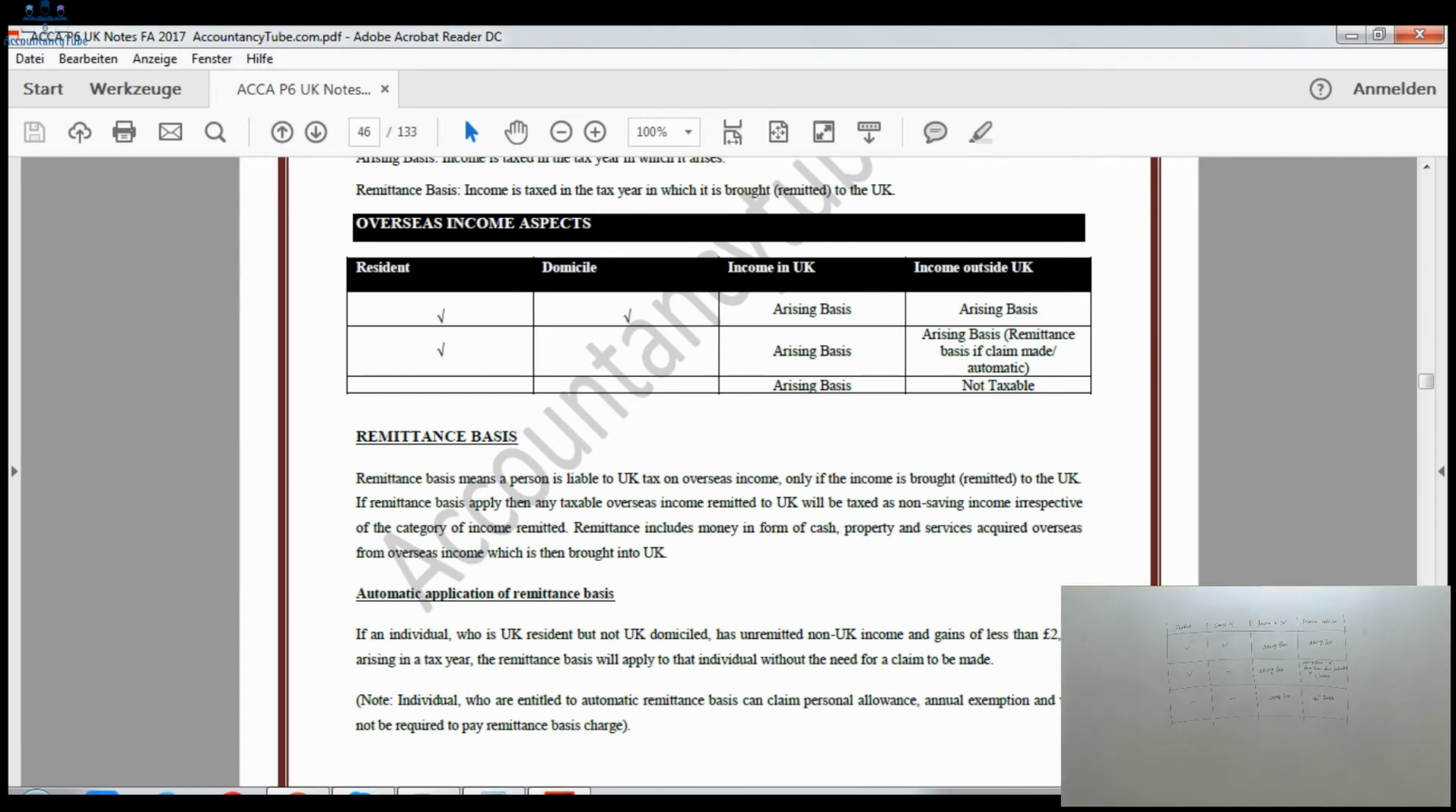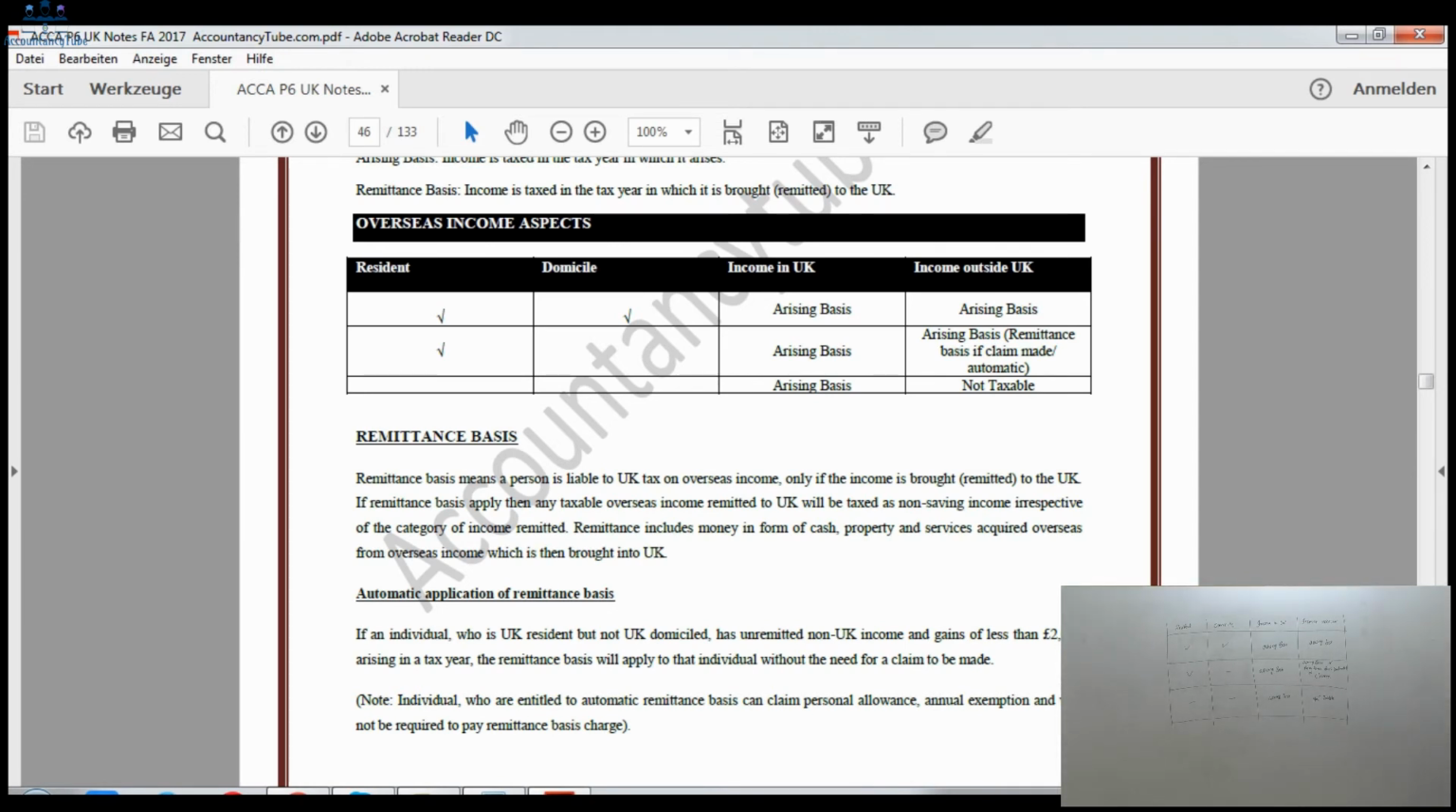But please make sure you read this rule clearly. It is less than £2,000 and it is unremitted, which means you will be keeping less than £2,000 overseas, right? So it is less than £2,000 and it is unremitted non-UK income and gains.